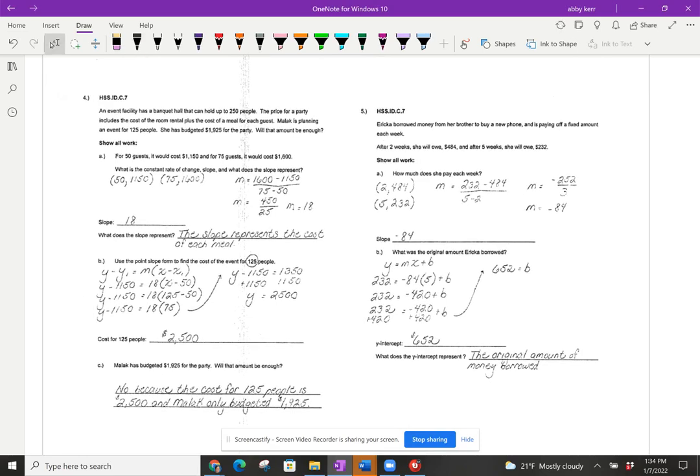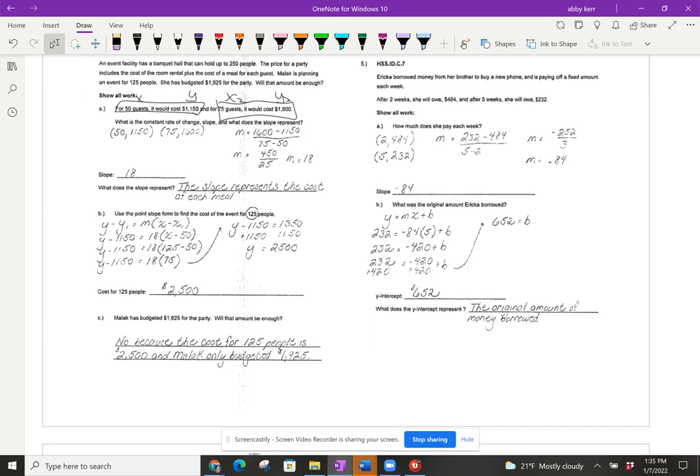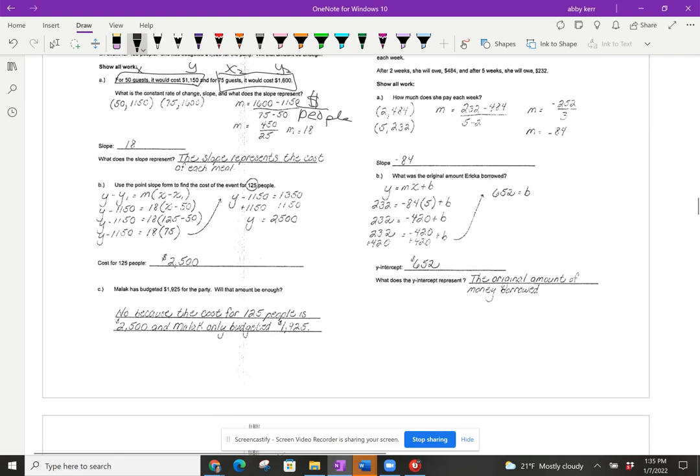For number 4, you want to find the slope. So 50 guests, it cost $1,150. For 75 guests, it costs $1,600. So that's our x. This is our y. You can call this x2, y2. And then calculate the slope. So the slope represents $18 because the cost is on top per the people. So then it would be $18 per person.